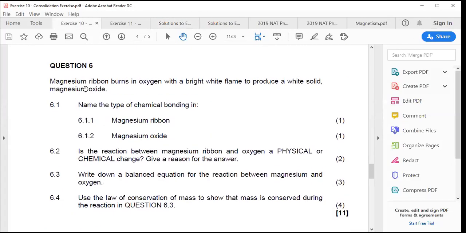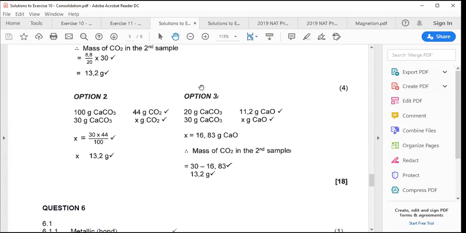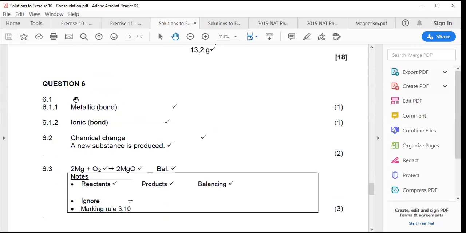We move on to number 6. It says magnesium ribbon burns in oxygen with a bright white flame to produce a white solid, magnesium oxide. Name the type of chemical bonding in magnesium ribbon. So magnesium ribbon is a metal. So what chemical bonding do we have in there? It's a metal, so we expect it to be metallic bonding, because magnesium is a metal. So we'll have metallic bonding.